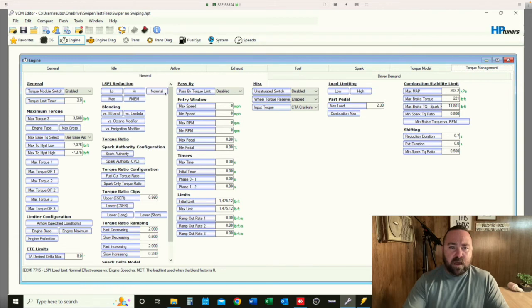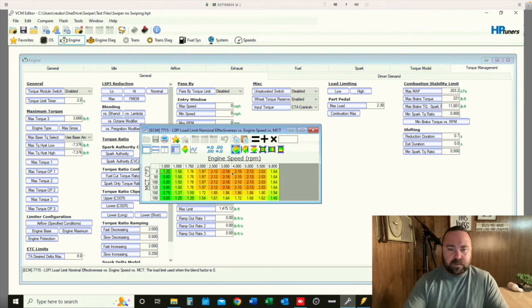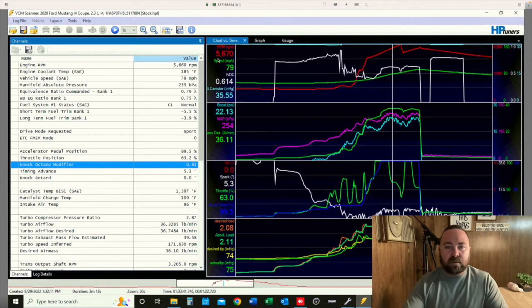So if we look in nominal, it'll pull up, there it is. The maximum air load that it can request is around 2.18, and then it kind of scrambles around over here, and then by 5,500 it's down to 2.03. Let's go back to our data log. So let's get it at 5.5.